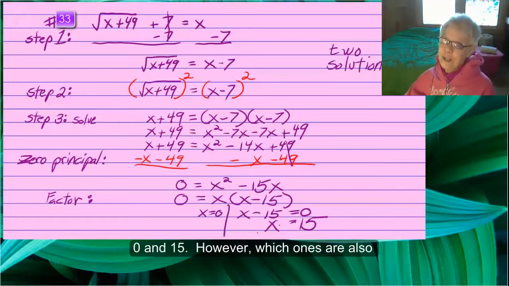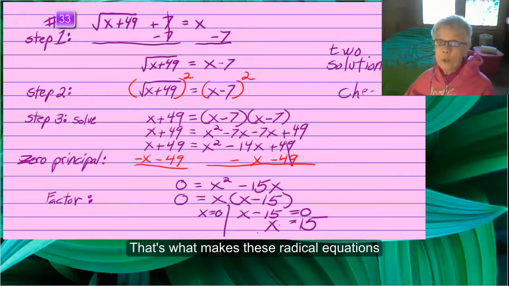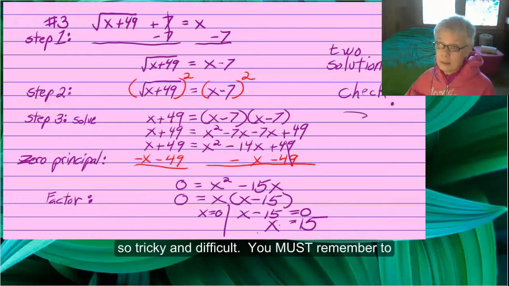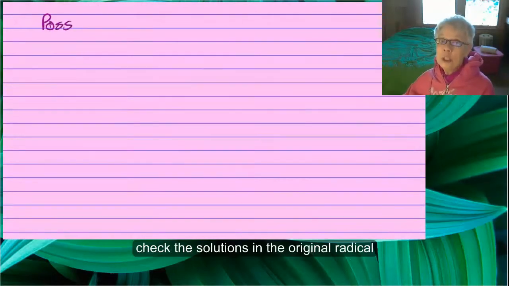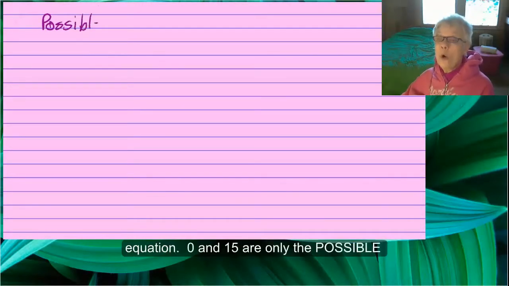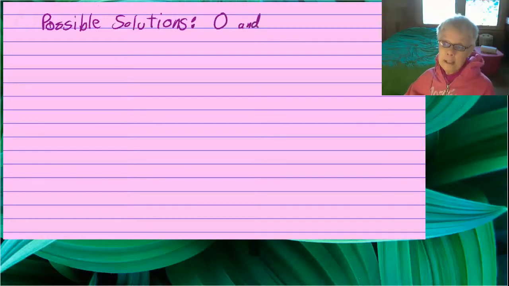Not necessarily, because this is a radical equation. You don't know if either of those answers works in the original radical equation. You have to check each solution, or each possible solution, because all they are right now is possible solutions. 0 and 15.